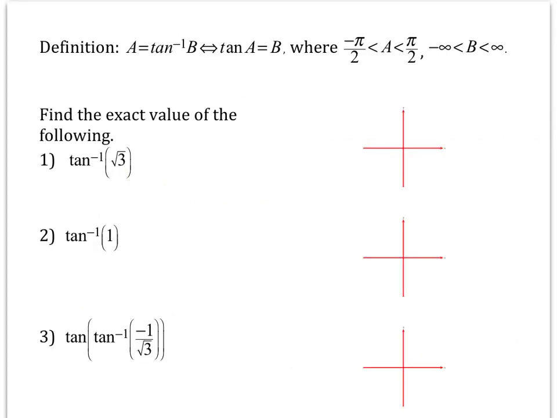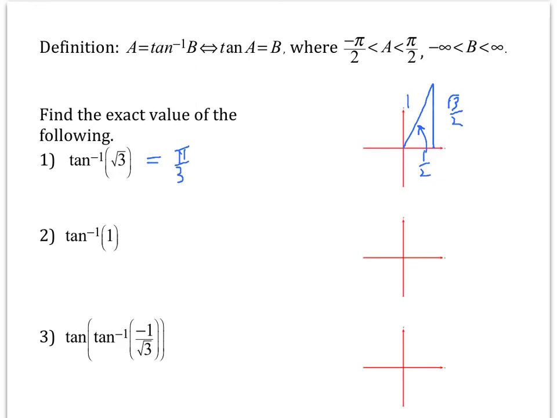Okay, let's look at some examples here. When you want to find the inverse tangent of radical 3, that's the angle between negative pi over 2 and pi over 2 whose tangent is radical 3. That would be in the first quadrant, wouldn't it? It'd look kind of like this, I think. This would be radical 3 over 2, this would be 1/2, and this would be 1. Doesn't that angle have tangent radical 3? So that angle is pi over 3.